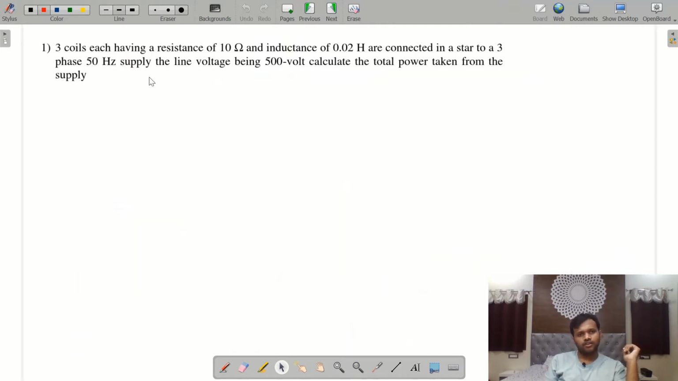So this question I have taken from Network Analysis and Synthesis by Ravish R. Singh. This is one of the standard textbooks for three-phase circuits. So let us start with our discussion.